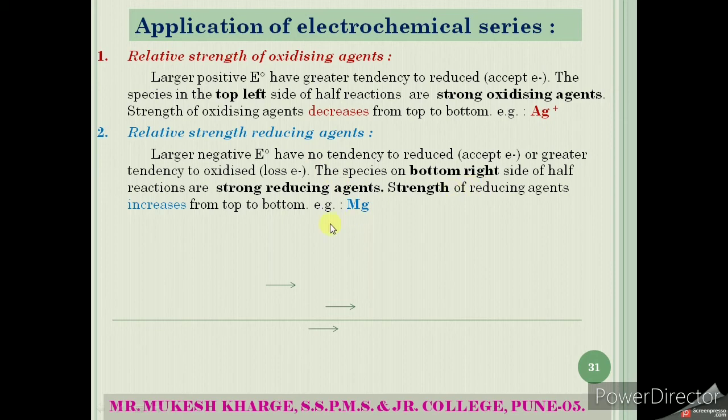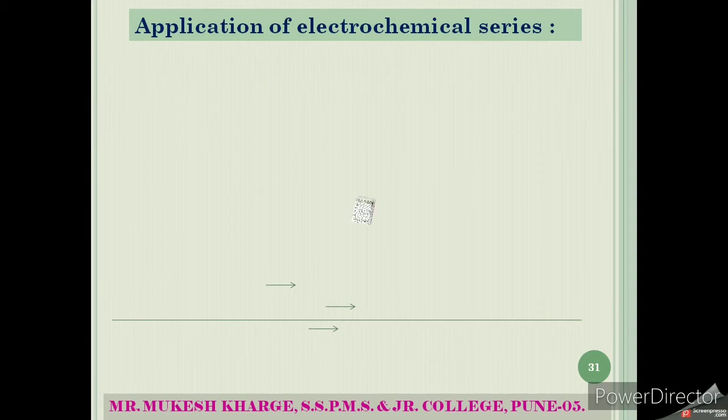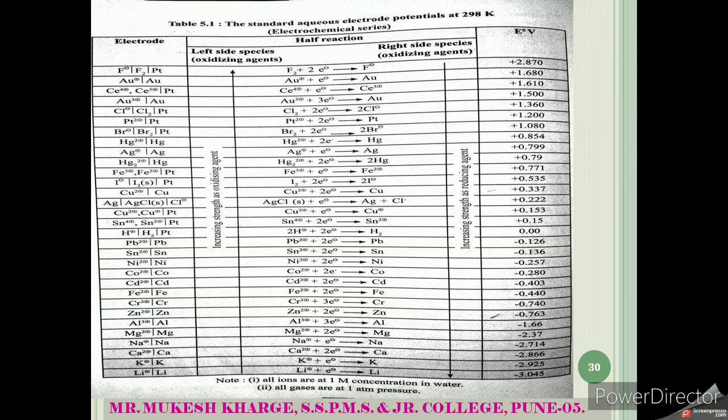The species on the bottom right-hand side of the half reaction are strong reducing agents, and the strength of the reducing agent increases from top to bottom. So let us again observe the EMF series. As we move downward, the strength as a reducing agent goes on increasing, and we know that generally metals are good reducing agents.